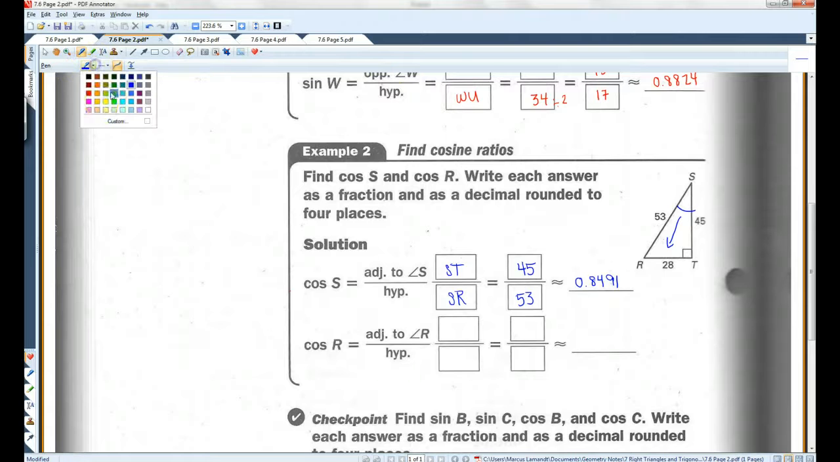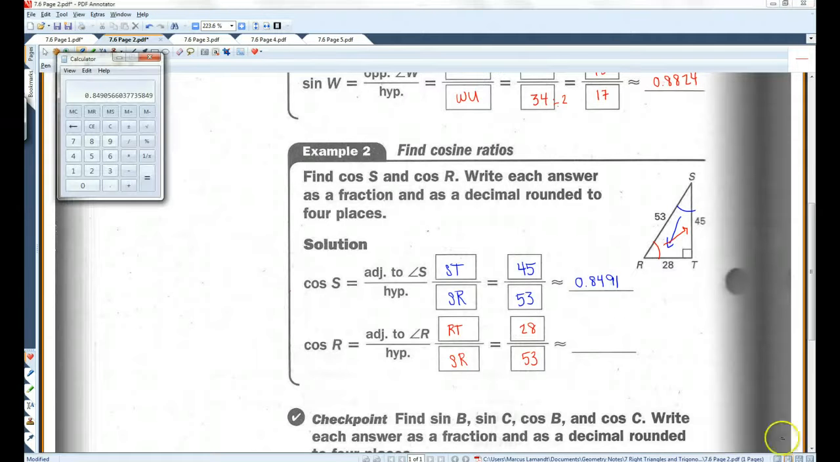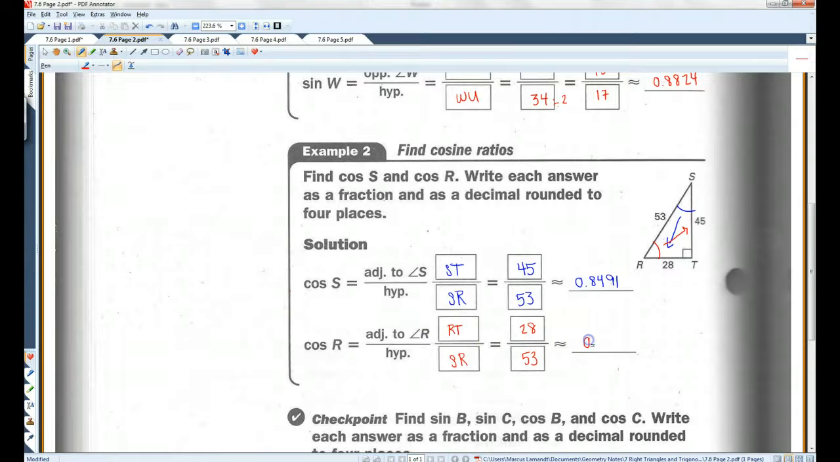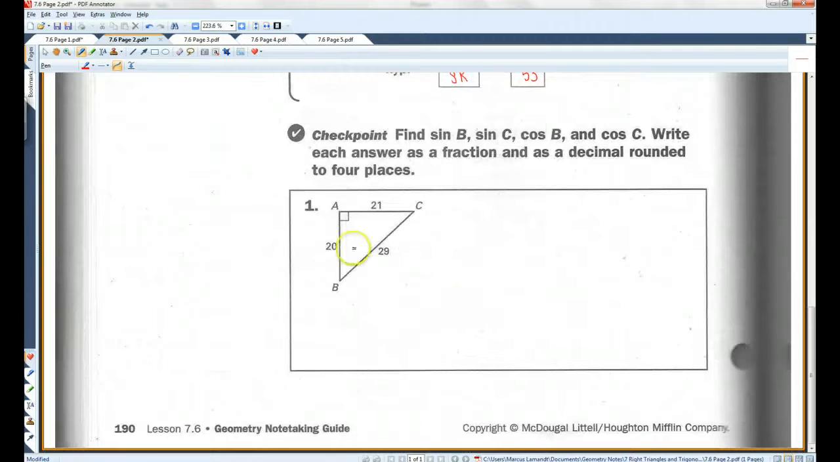Alright. Cosine of R. In this case, 45 is the opposite, so 28 is the adjacent. That's TR, or RT. RT is 28. This is still 53. Let's pull the calculator out again. 0.5283. Alright, I'll let you guys do this checkpoint. Let's go on to page 3.